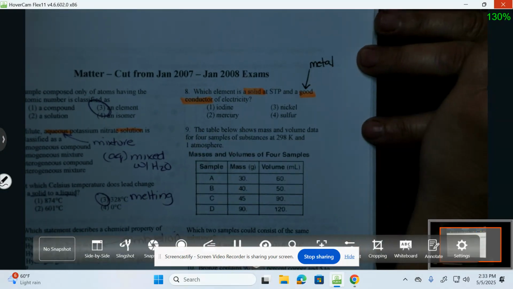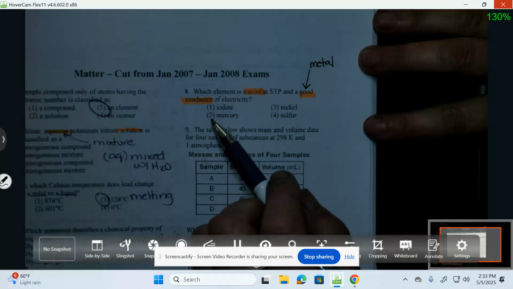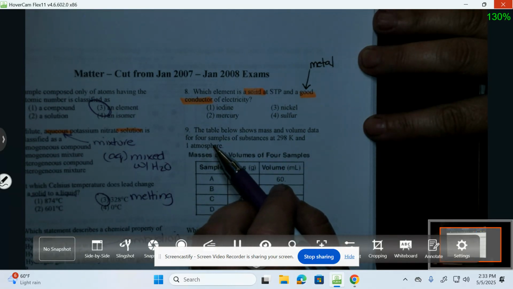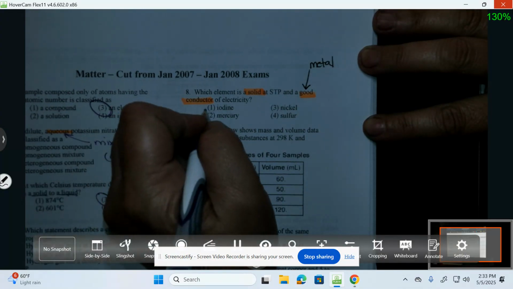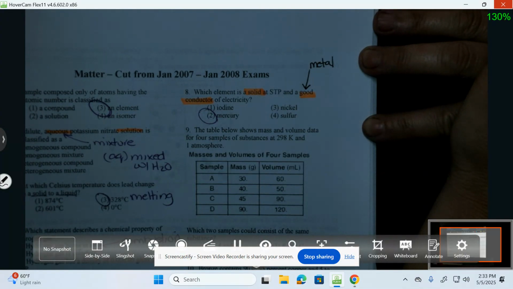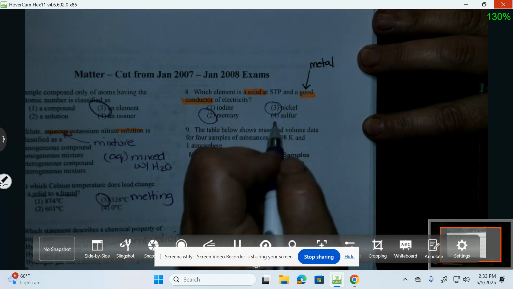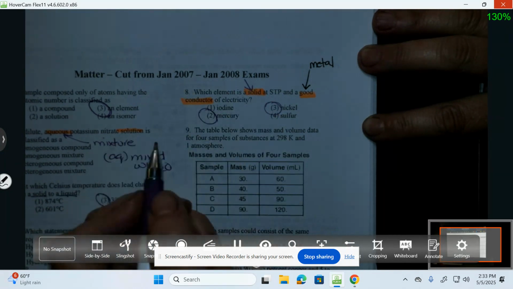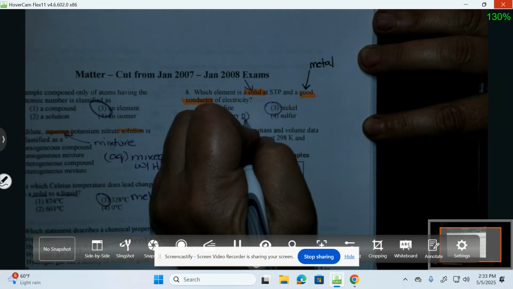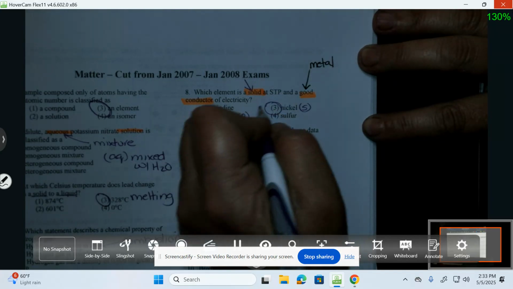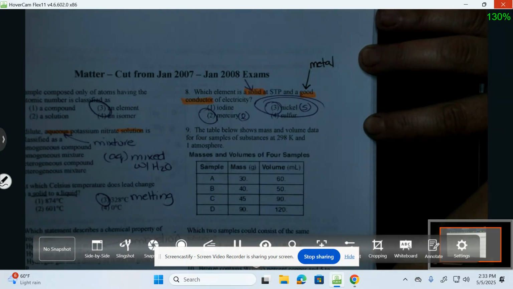Is iodine a metal? No. Is mercury a metal? Mercury is a metal. It's the only liquid metal on the periodic table. Oh, nickel's a metal too. Oh, but they said solid. This one's a liquid. Nickel is a solid. So nickel is our answer, not mercury.